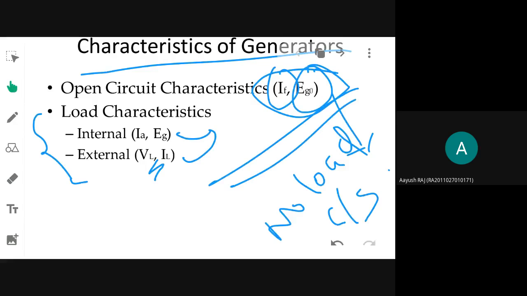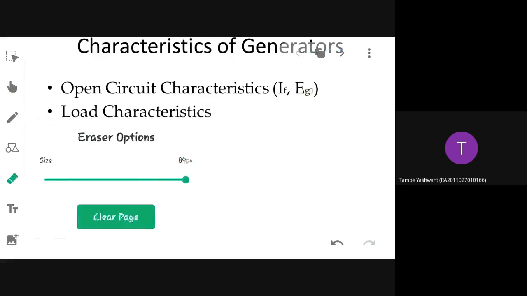Come on, internal characteristics is drawn between what parameter? IA and EG, that is generated EMF, and external characteristics is drawn between the load voltage and the load current. So this is how you will be drawing the characteristics of a generator. Now we will see how the characteristics will be drawn.